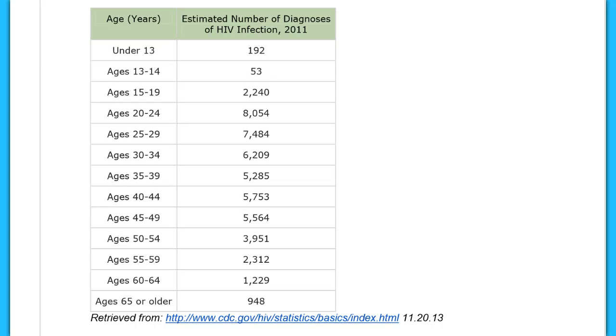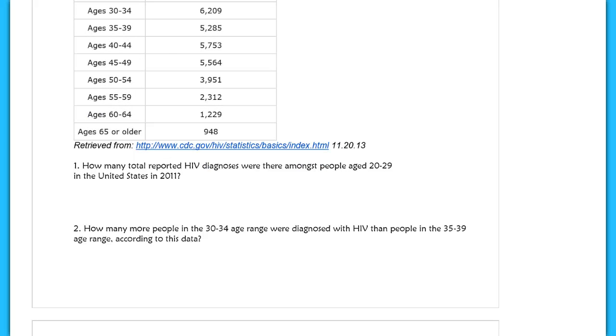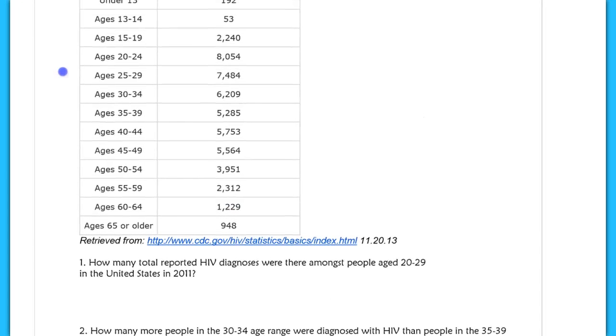All right, now our level 2 question here starts with a table where we have the estimated number of diagnoses of HIV infected people. So here it gives the age range of those people, and we're going to answer some questions based off of that data. First question says, how many total reported HIV diagnoses were there among people aged 20 to 29 in the United States in 2011? So all of this data is for 2011.